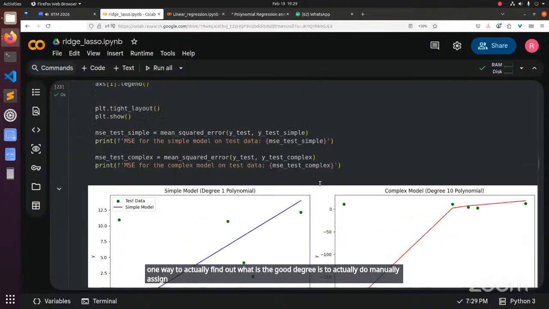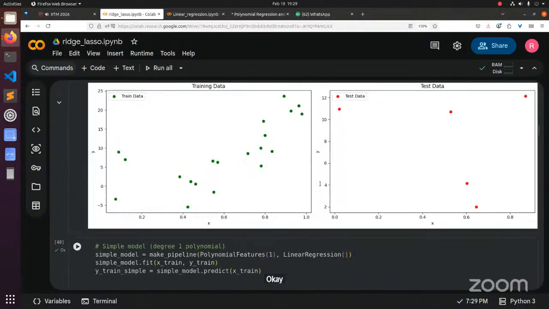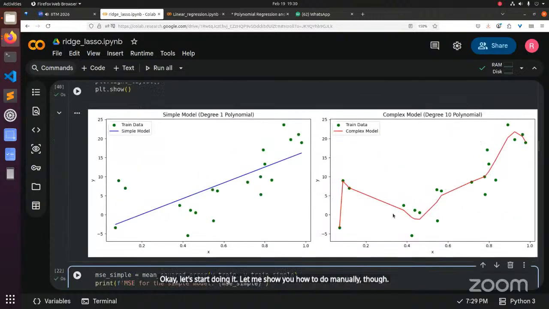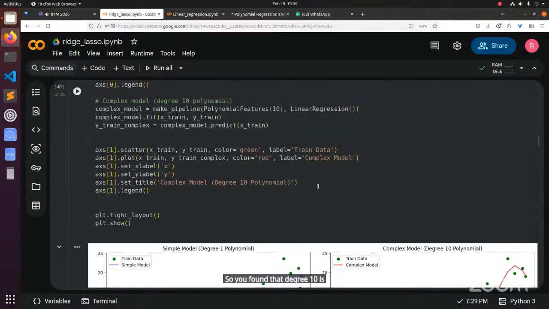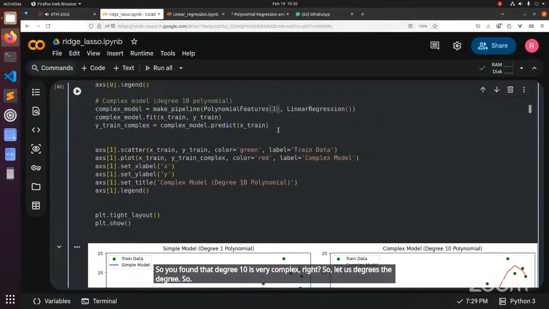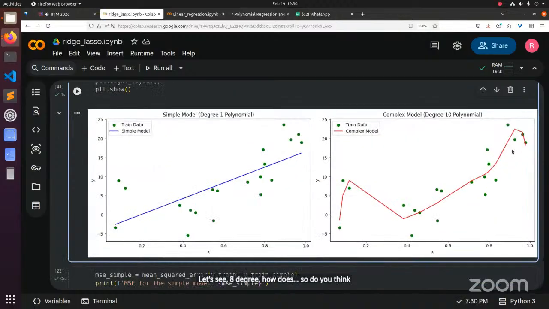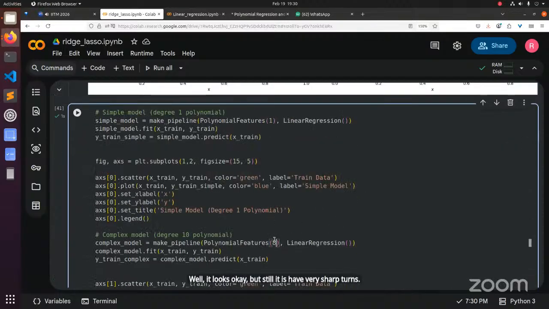Degree 10 looks very high. Let me show you how to do it manually. So you found that degree 10 is very complex, right? So let's decrease the degree. Let's go to degree 8. Do you think degree 8 explains the data set properly? It looks okay, but it still has very sharp turns. So let's decrease further.